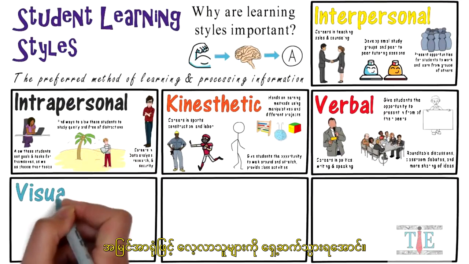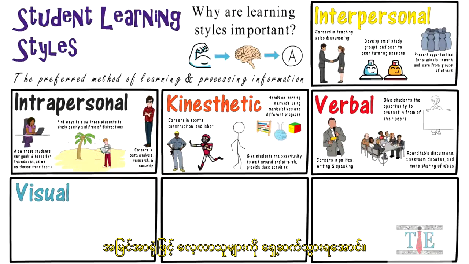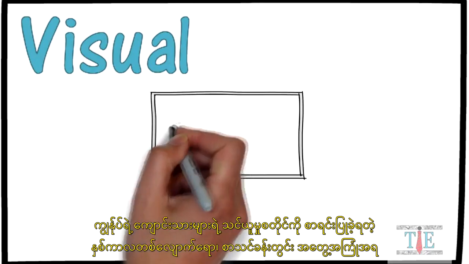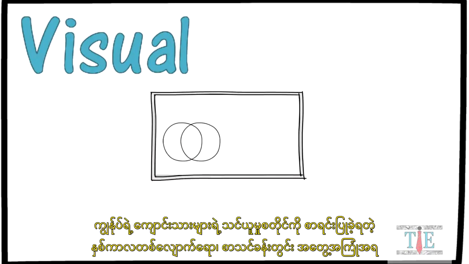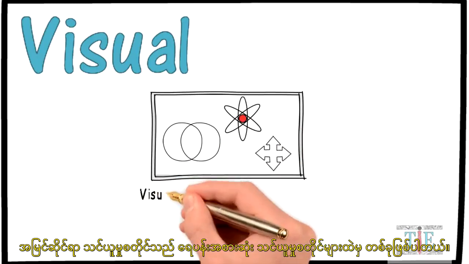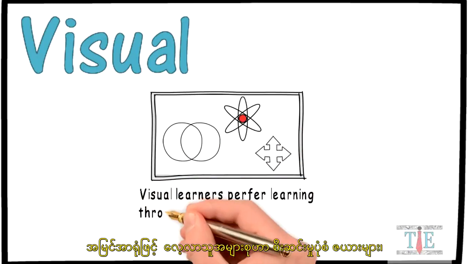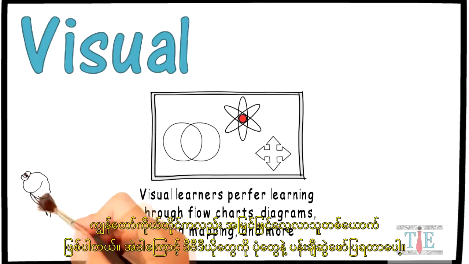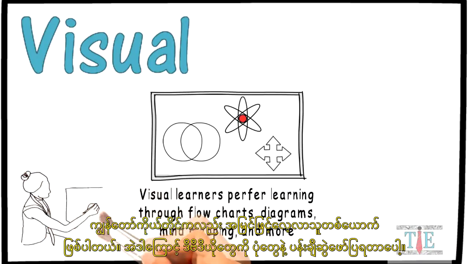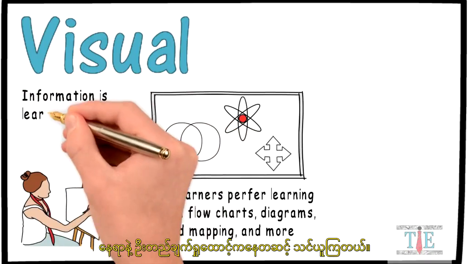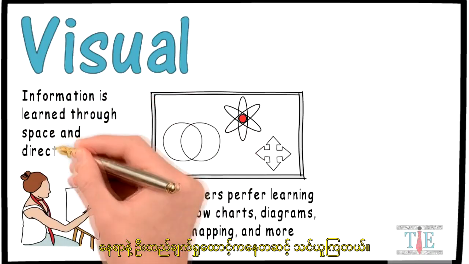Continuing forward, visual learners. From my experience in the classroom and through years of conducting student learning style inventories, I can say visual learning style is one of the most popular learning styles. Visual learners prefer to learn through flowcharts, diagrams, mind maps, and many infographics. I myself am a visual learner. That is why I paint pictures with these videos. For my case, and the case of many others, information is learned through space and direction.